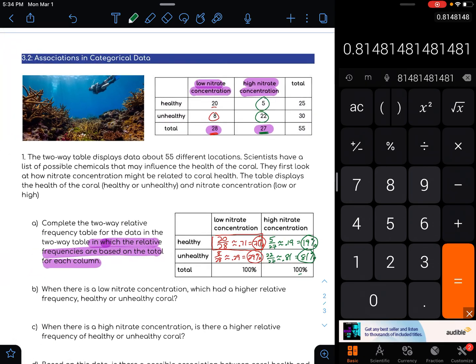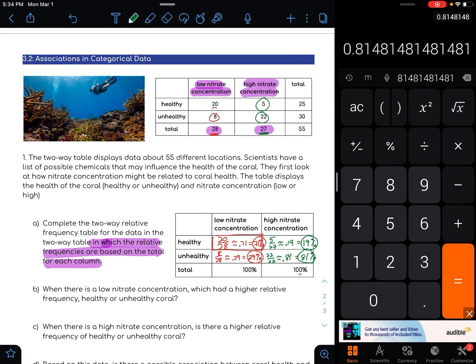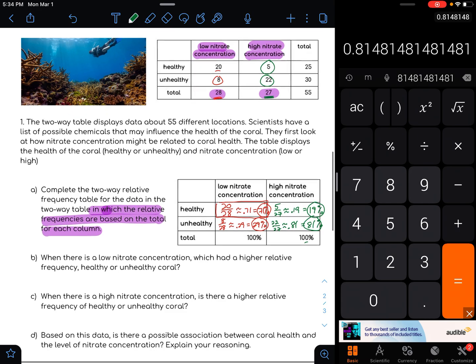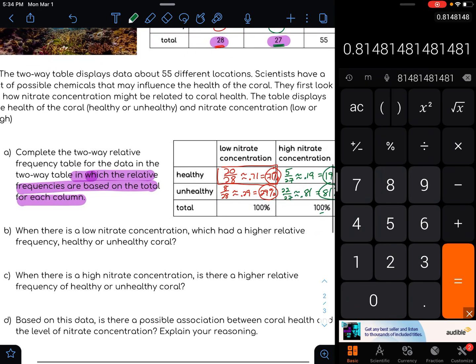So since we were analyzing the relative frequency tables based on the total in each column, it's the column numbers that were the denominators for each one of our fractions and percentages. Okay, so let's answer the questions. When there is a low nitrate concentration, which had a higher relative frequency, healthy or unhealthy coral?